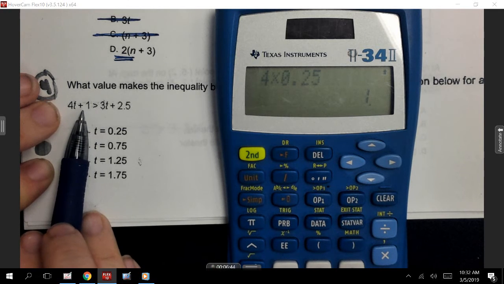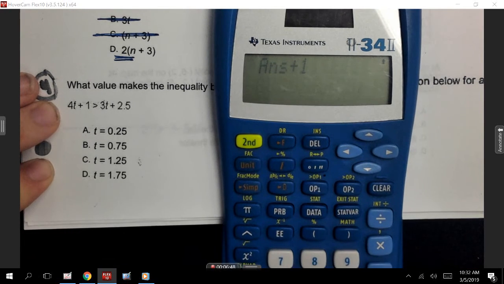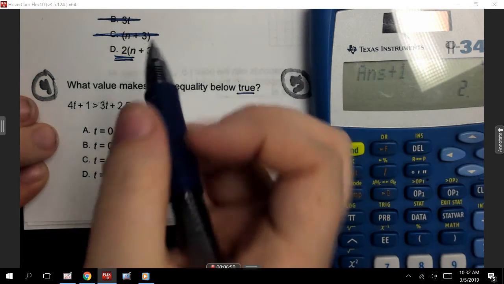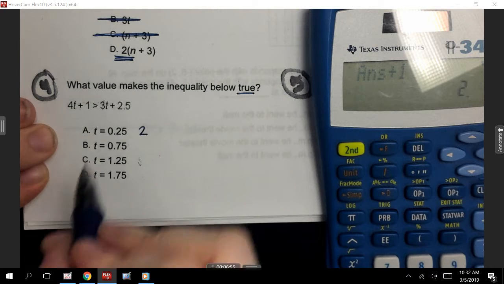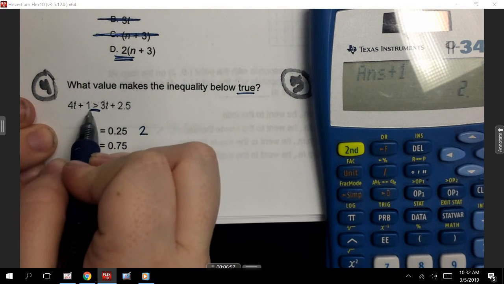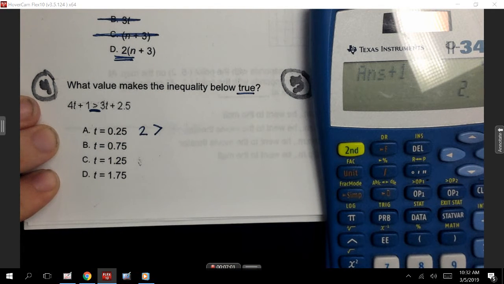Now what does it say I need to do? Plus 1. So I'm going to do plus 1 and push enter. And what do I get? 2. So on that side I get 2. So I'm going to write down 2. Are y'all okay with that? What symbol was next to that? The greater than symbol. Okay, so we have my greater than symbol.